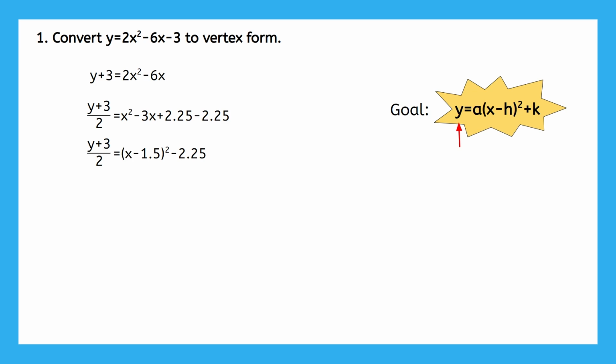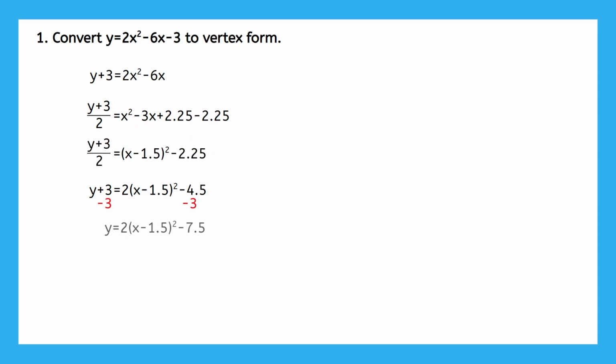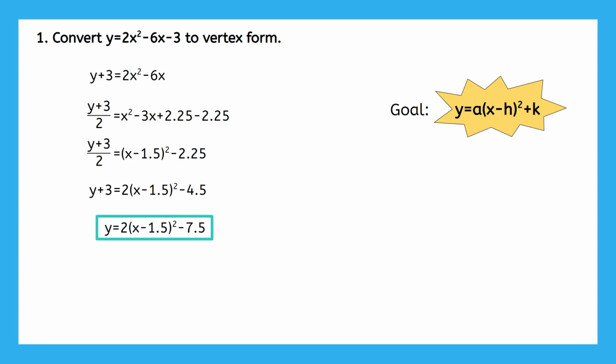Let's get rid of the 2 and the 3 using inverse operations. Multiplying by 2 will cancel the division by 2 on the left side. On the right side, we multiply the square by 2 and the constant by 2. Now we can subtract 3. And just like that, we've reached our goal. We have vertex form with an a value of 2, an h value of positive 1.5, and a k value of negative 7.5.